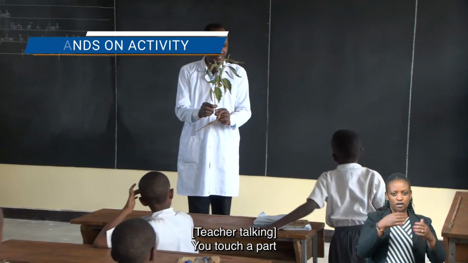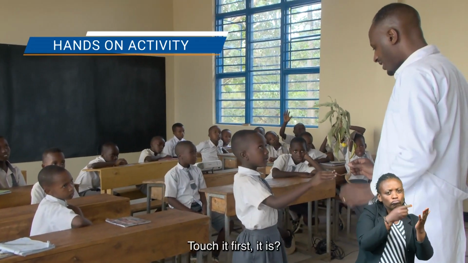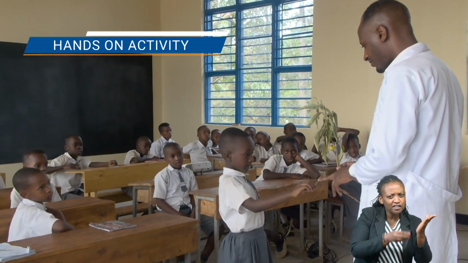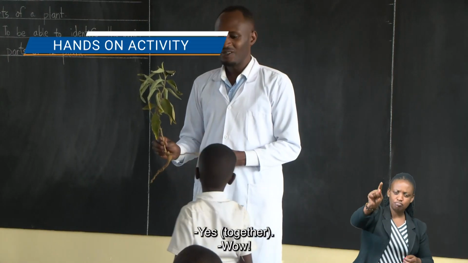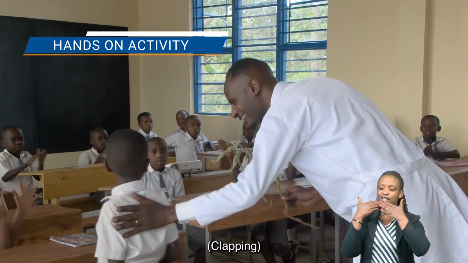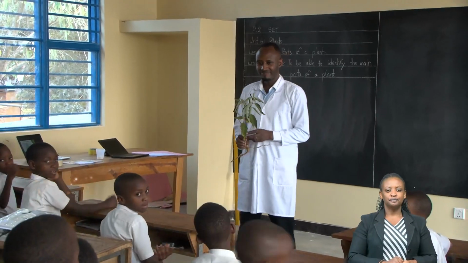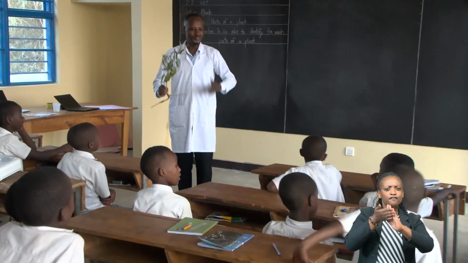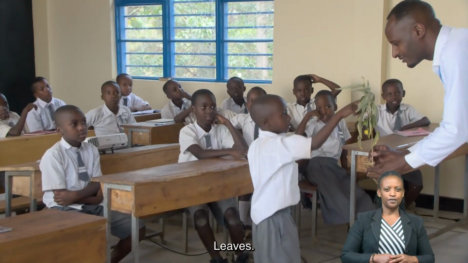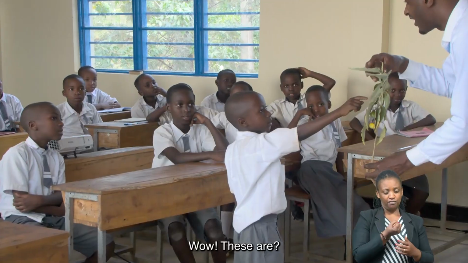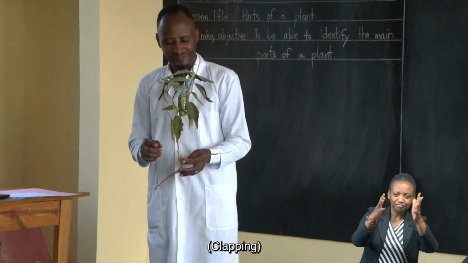You touch a part, then you say it. First touch it. Touch it first. It is okay. Is she correct? These are roots? Yes. Wow, clap hands for her. Thank you so much. Another person. Quickly. Leaves. Wow, these are leaves. Thank you. Clap hands for him.